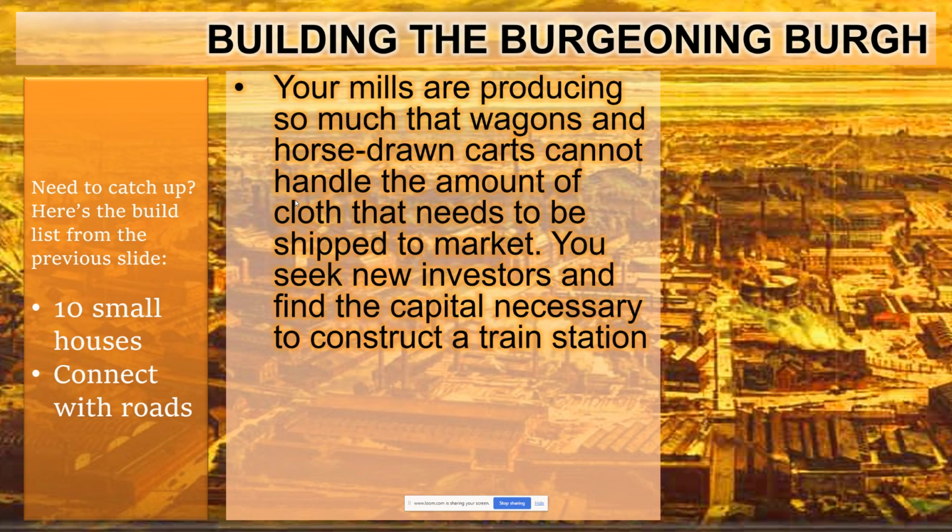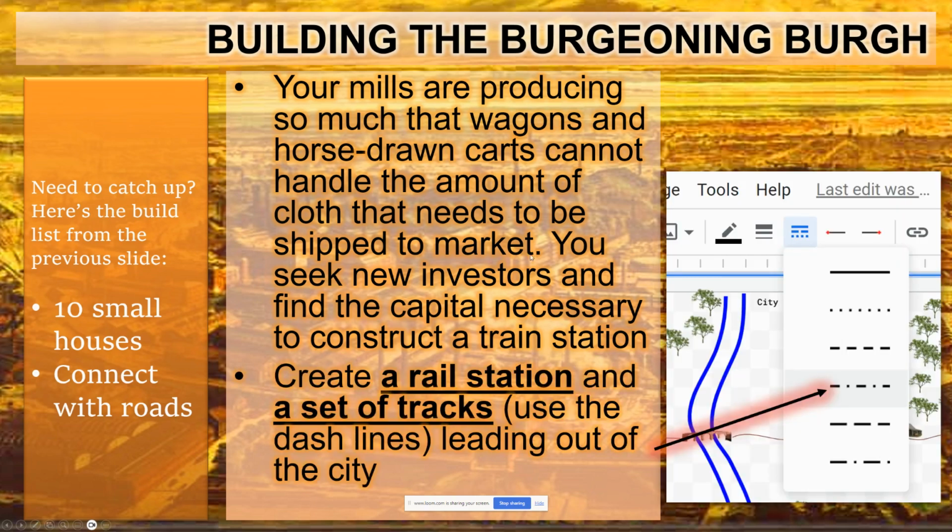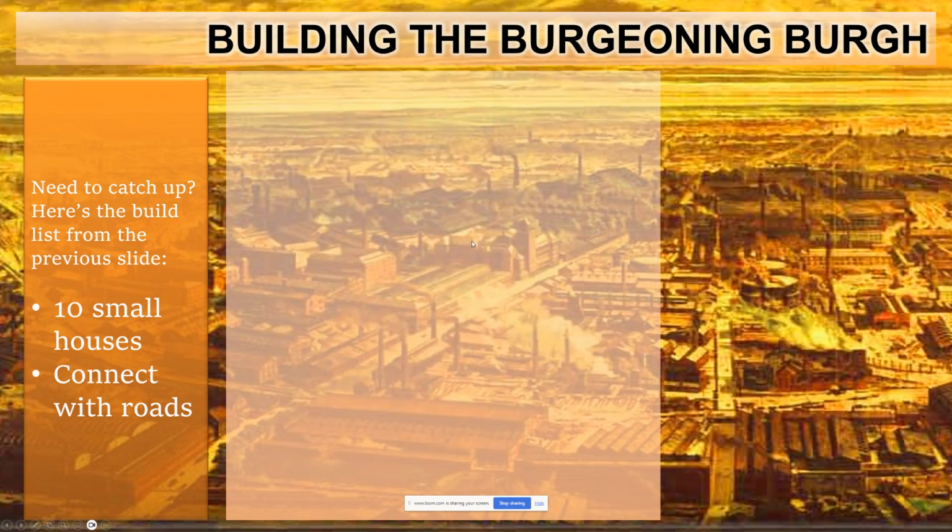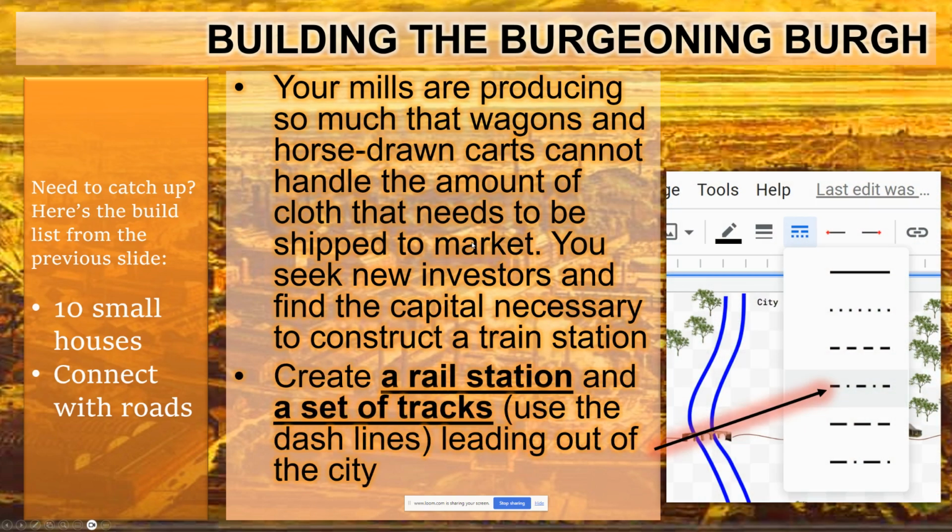Obviously, your mills are producing so much that traditional wagons and horse-drawn carts cannot handle the amount of cloth that needs to be shipped to market, and also probably the amount of cotton that needs to be brought in to make these clothes. So you seek new investors and find the capital necessary to construct a train station in this case. So you've got yourself a train station.